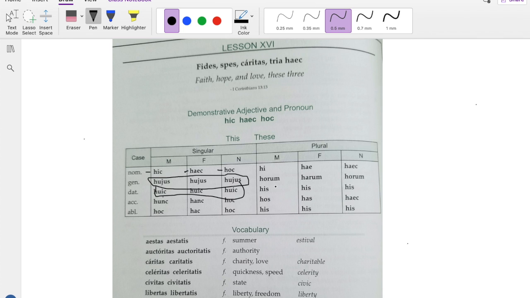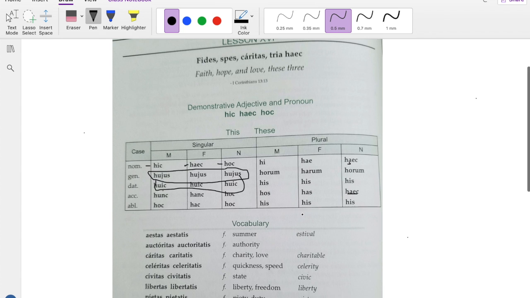Fortunately, when we look at the plural, it's going to be exactly the same as what we learned before. Hi, horum, his, hos, his for the masculine. Hae, harum, his, has, his for the feminine. And then the neuter is a little bit different. Haec, horum, his, haec, his. So the nominative and accusative neuter are slightly different, but otherwise the plural is the same.